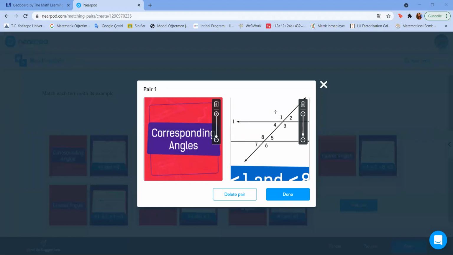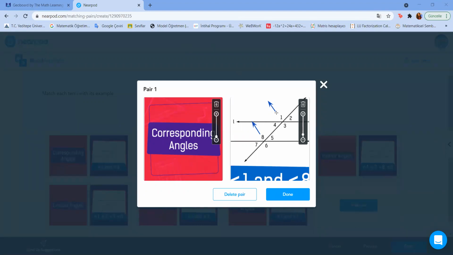Angles facing the same direction among the angles made by two parallel lines with a transversal are called corresponding angles. The measures of the corresponding angles are equal to each other.